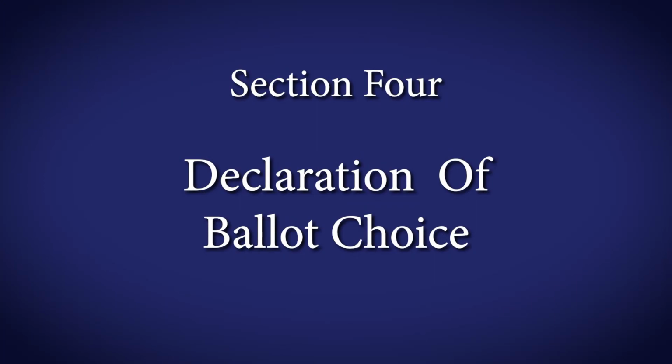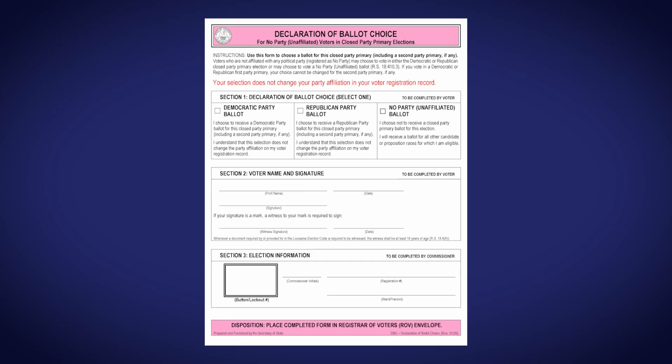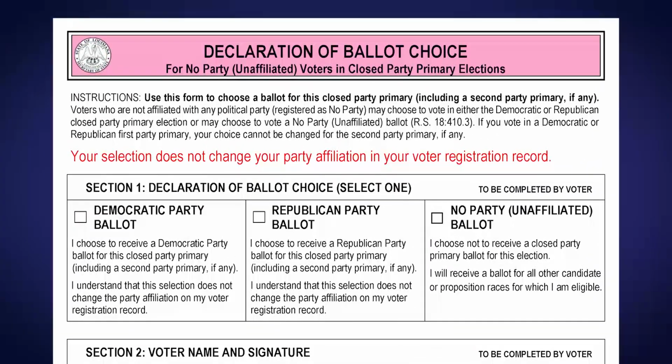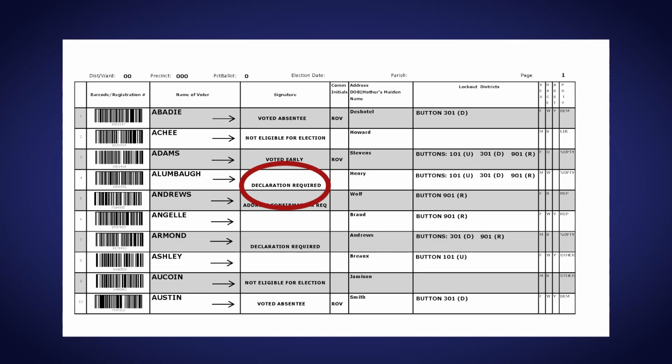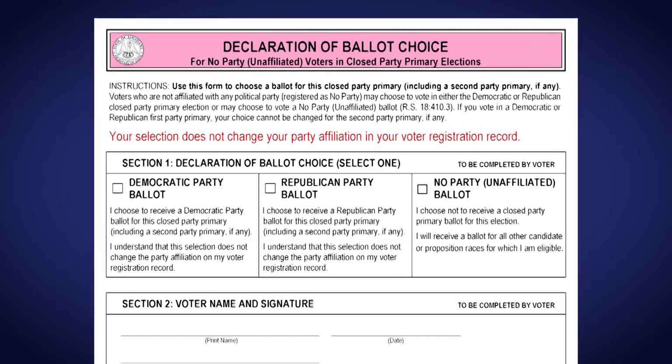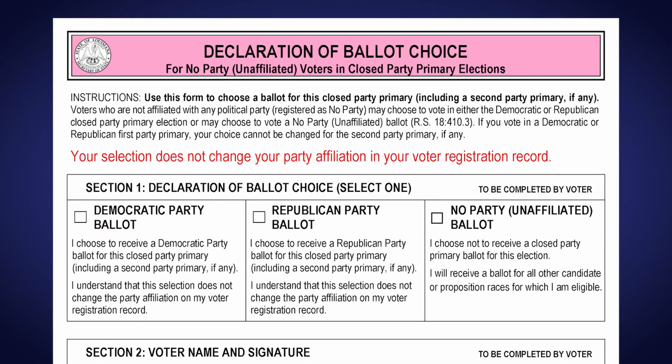Section 4. Declaration of ballot choice. Voters who are registered as no party are able to choose to participate in either the Democratic or Republican Party primary. They can also choose to vote a no-party ballot. This option is only available when declaration required appears on the signature line beside the voter's printed name in the precinct register. Before voting, the no-party voter must complete the declaration of ballot choice form, which allows them to cast their vote on the ballot they select.